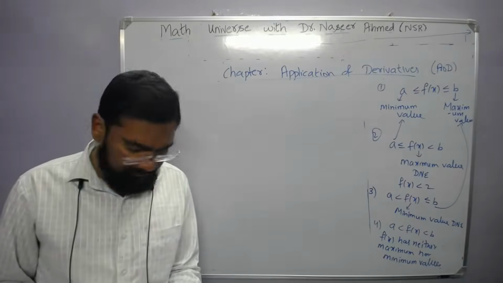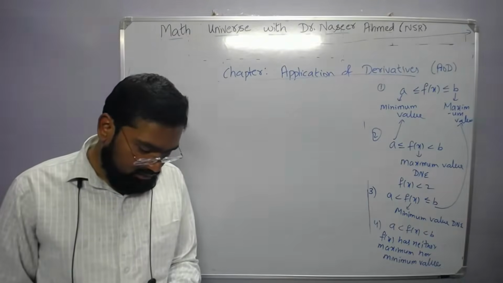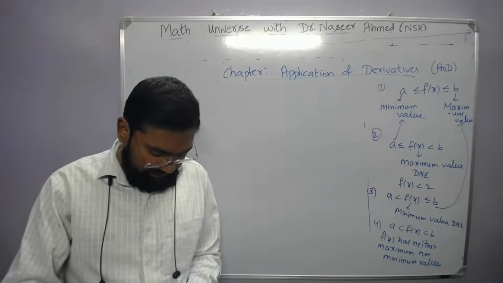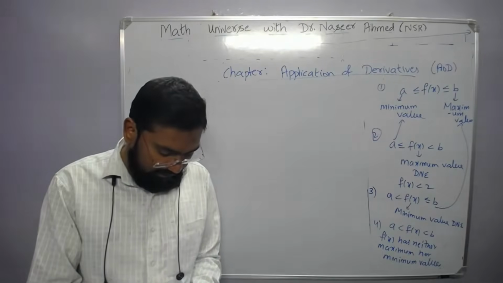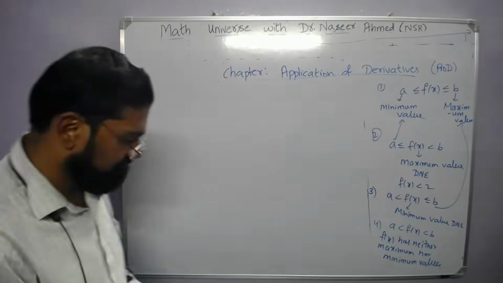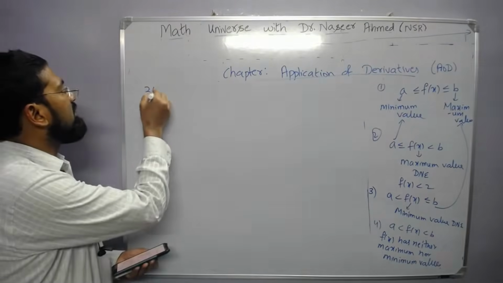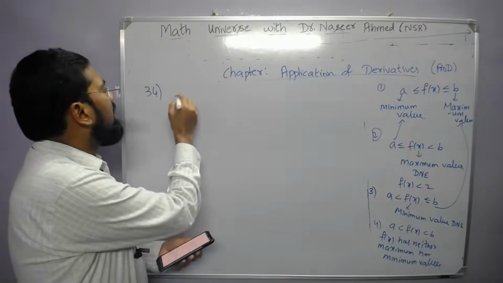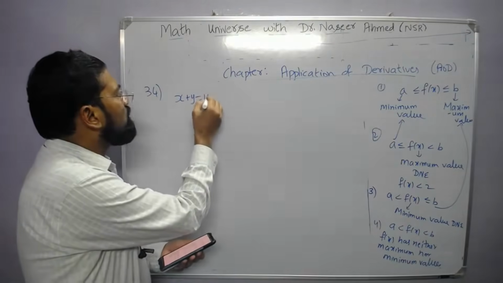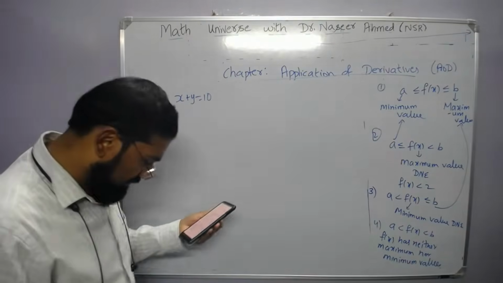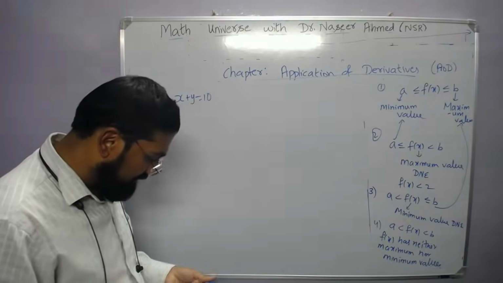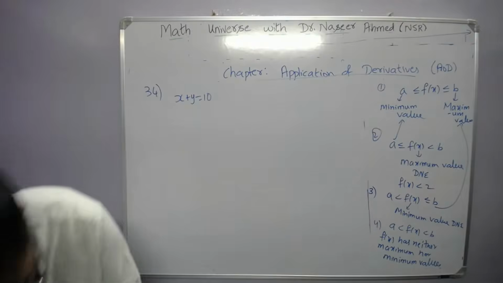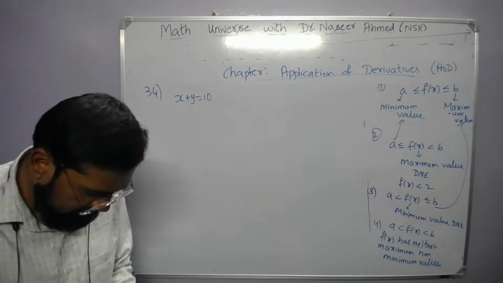See carefully. Question number 34. Question number 34 is saying what? If x plus y is equal to 10, for a while. Let me close this.